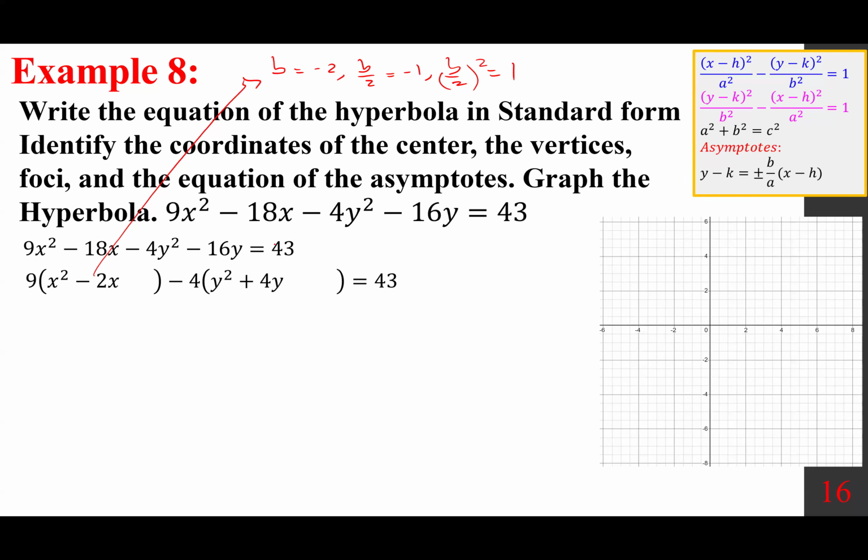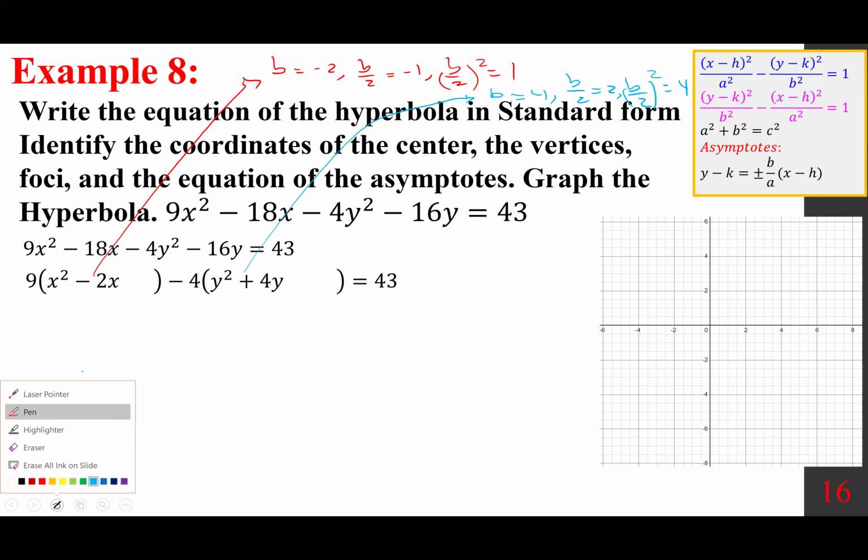Okay. Over here, let's see this one, b is 4, divided by 2 is 2, squared, we get 4. So what does it mean? I need to add 1 here. That means I'm adding 9 times 1. So I'm going to add 9 here. I need to add 4 here. That means I'm adding negative 4 times 4. So plus 9 times 1, minus 4 times 4.